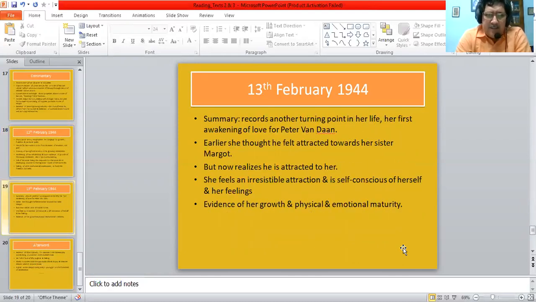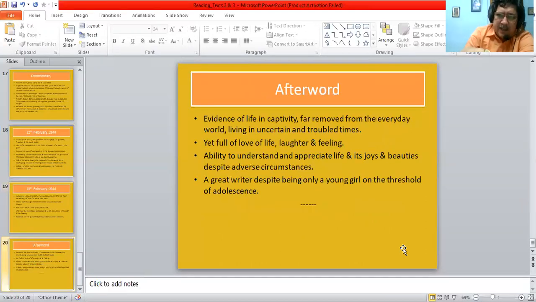In the last entry of 13th February, she records another turning point in her life, her first awakening of love for Peter Van Daan. Earlier, she thought that he felt attracted towards his sister Margot, but now she realizes that he is attracted to her. She feels an irresistible attraction and is self-conscious of herself and her feelings. So we have an evidence of her growth and physical and emotional maturity.